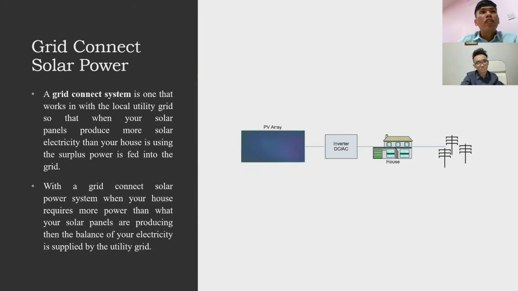The second one is grid-connected solar power, which works in with the local utility grid, so that when your solar panel produces more solar electricity than your house is using, the surplus power is fed into the grid. With a grid-connected solar power system, when your house requires more power than what your solar panels are producing, then the balance of your electricity is supplied by the utility grid.